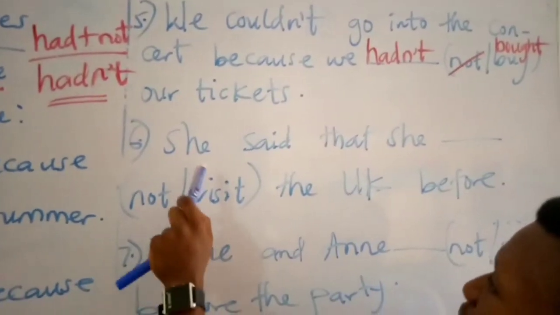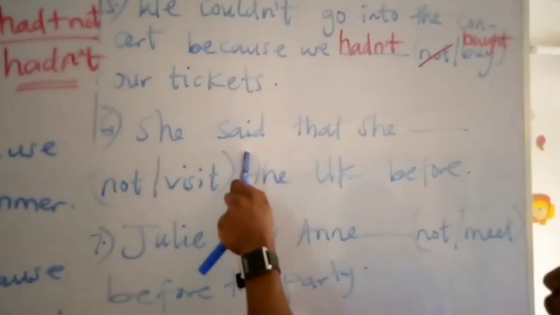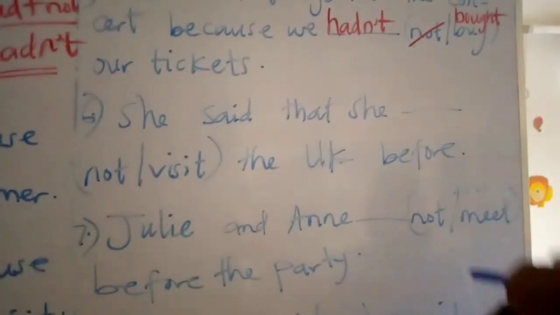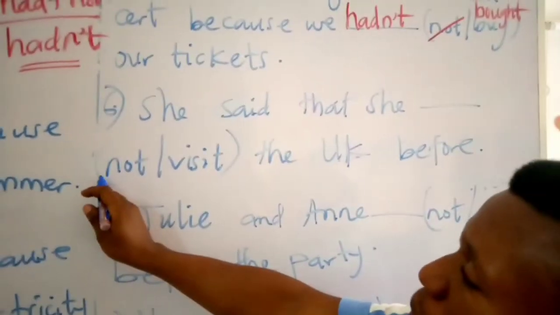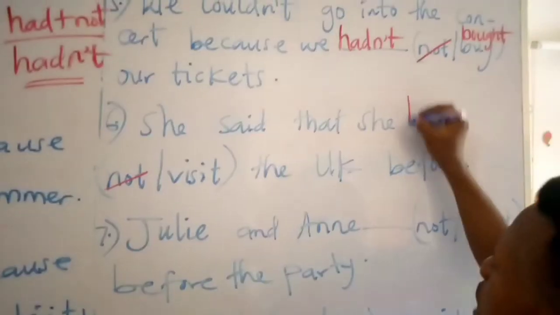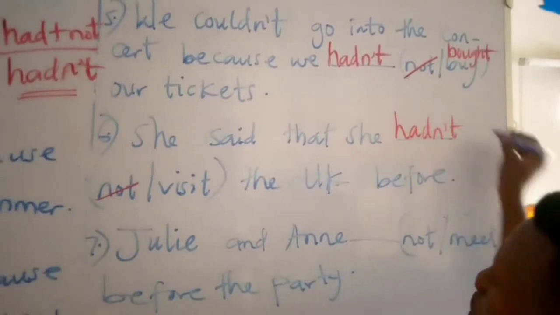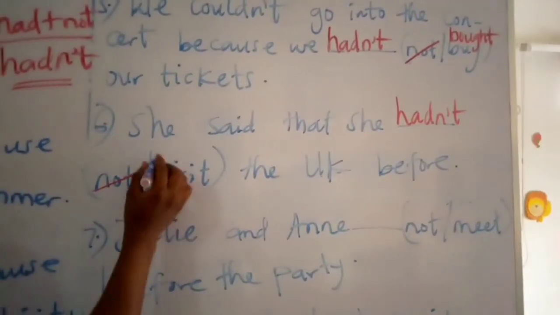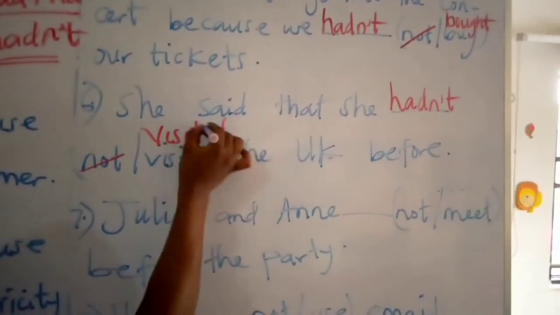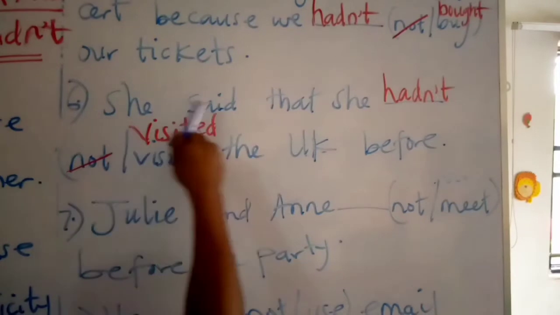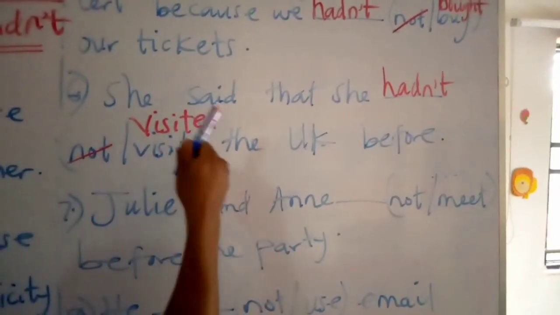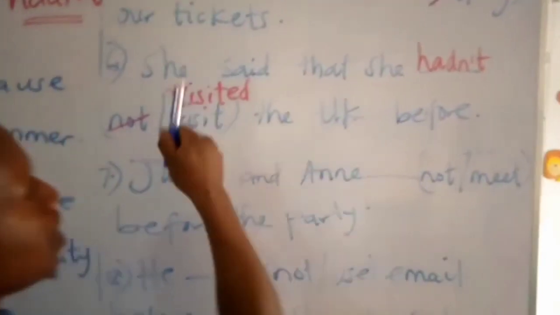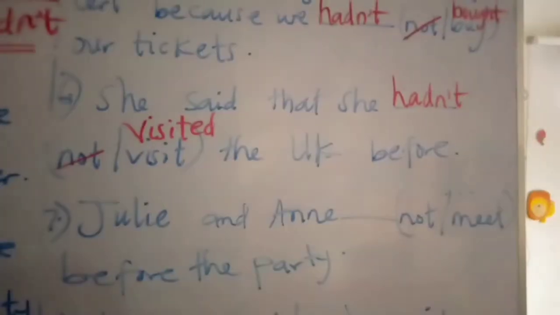Number 6. She said that she dashed not visit the UK before. You do it with your not, add it to your had. Hadn't. She said that she hadn't. What is the past tense of visit? Visited. She said that she hadn't visited the UK before.